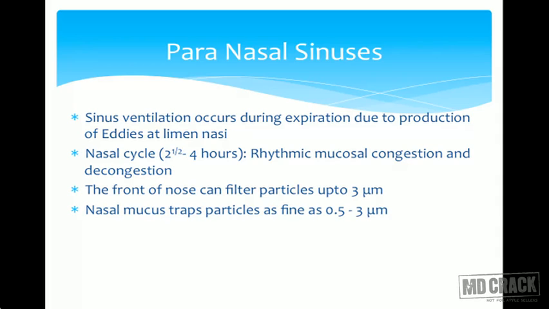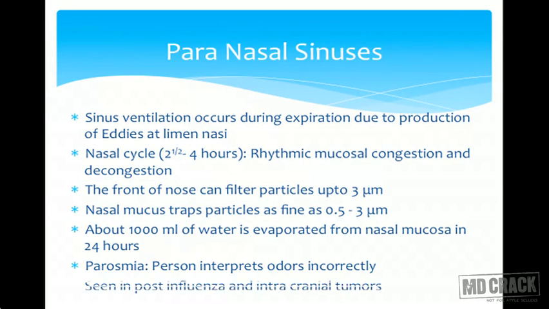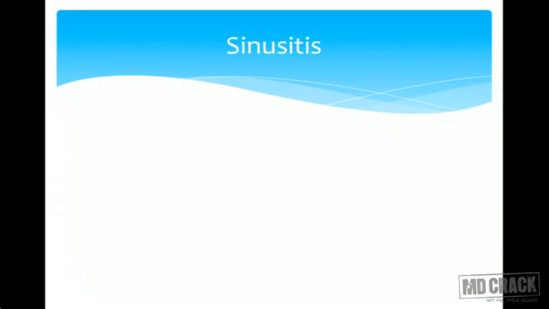The front of the nose can filter particles up to 3 micrometers, while the nasal mucosa traps particles as fine as 0.5 to 3 micrometers. Around 1 liter, that is 1000 ml, of water is evaporated from the nasal mucosa in 24 hours. Okay, so some disorders of smell, that is parosmia. The person interprets the odors incorrectly. This is seen in some cases of post-influenza and some intracranial tumors also.